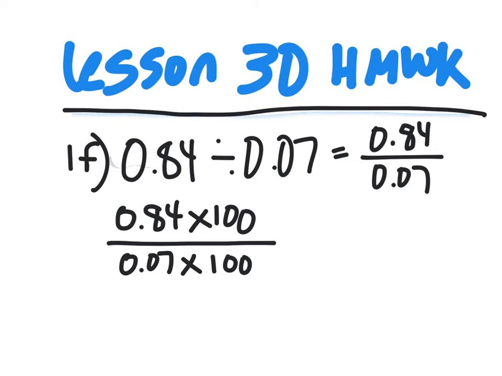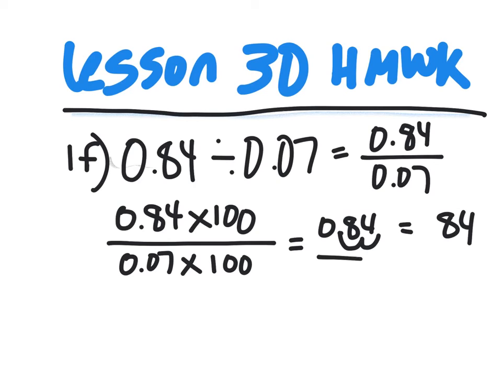Then we will do the multiplication. Now, the kids have been taught that when you multiply by 100, that's 2 zeros. So the decimal point will move 2 places to the right. So 0.84 will now become 84.